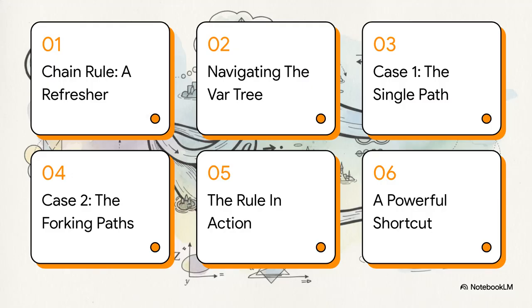So, here's our game plan. We're going to start with a quick refresher on the basics. Then, I'll introduce you to an awesome visual tool called the variable tree. From there, we'll build up the rule for two main cases, see it work with some real examples, and then finish up with a really cool shortcut that it makes possible.